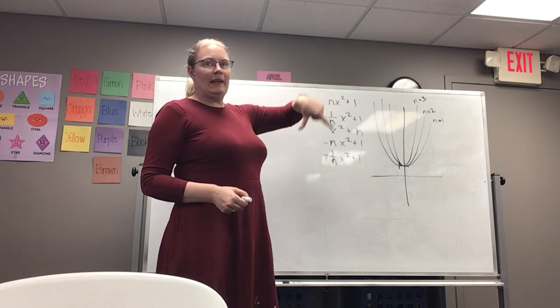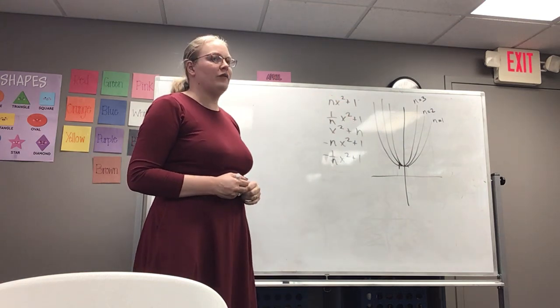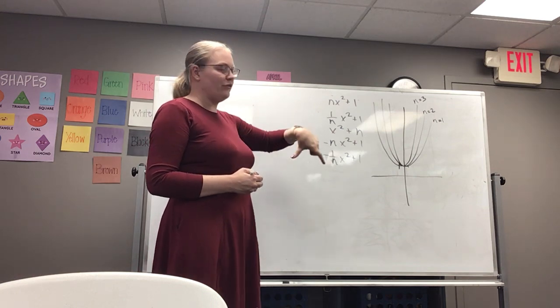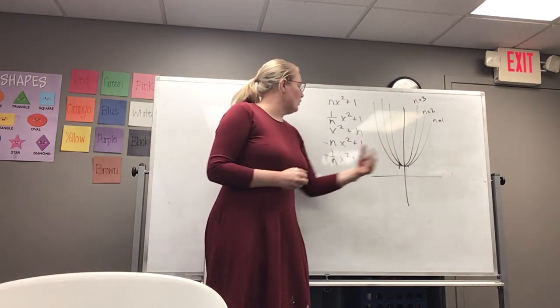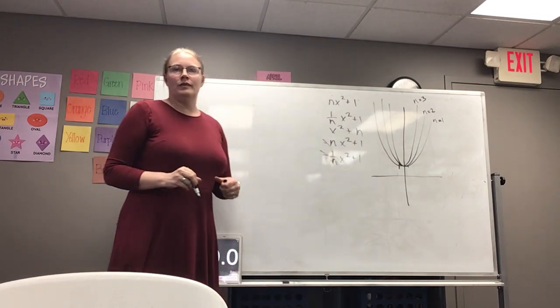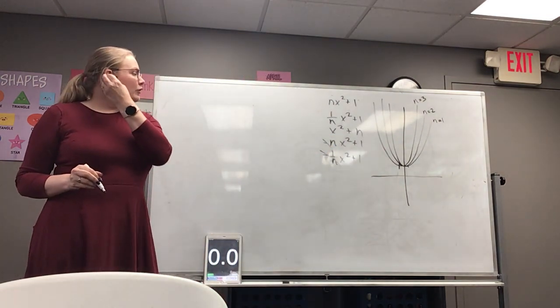Negative would have flipped our parabola. Remember that if an equation is positive, it's smiling, or opening up. If it's negative, it's frowning, or opening down. Since these are opening up, everything with the negative is out. And so that's one of the first landmarks.